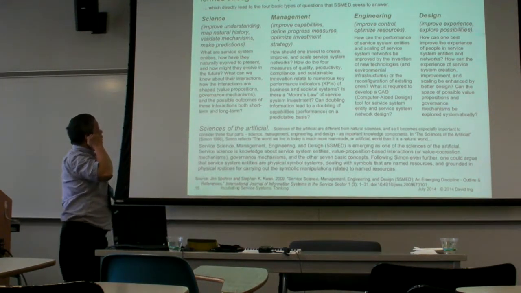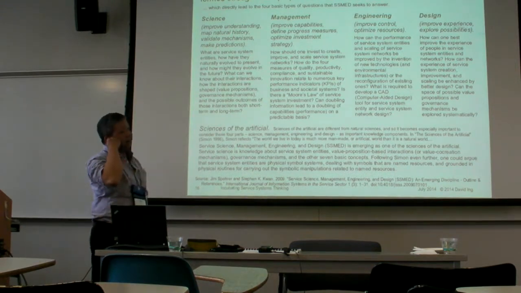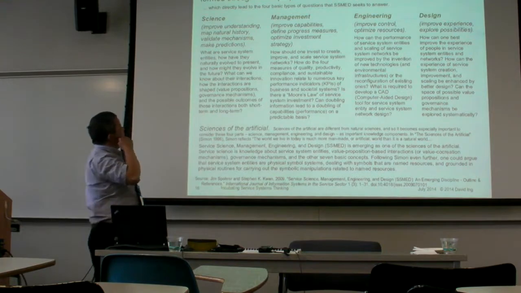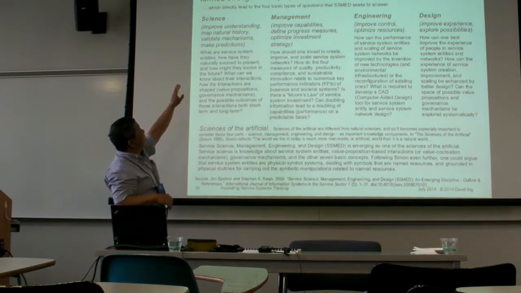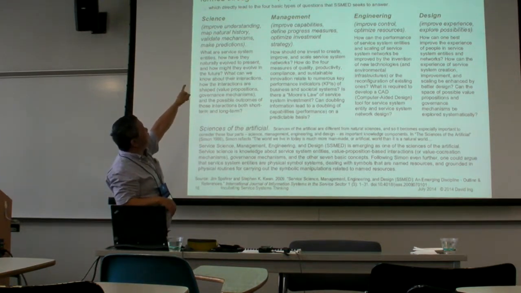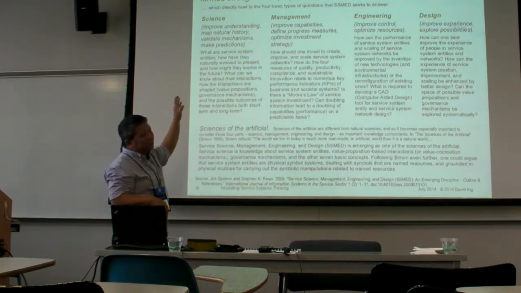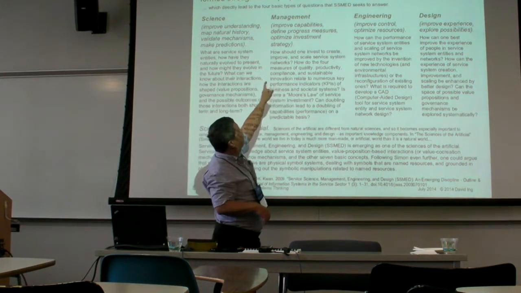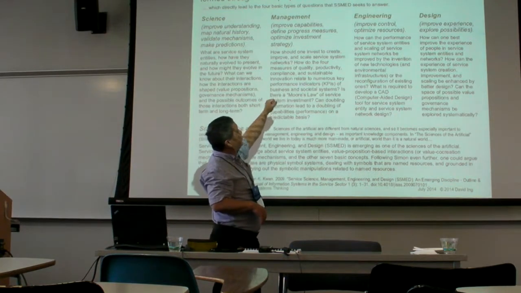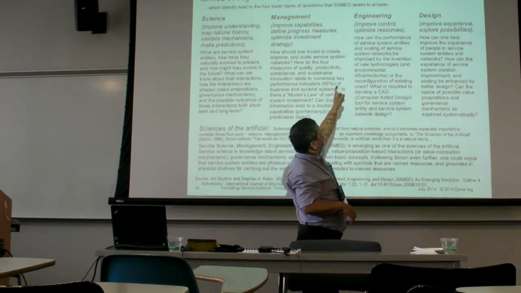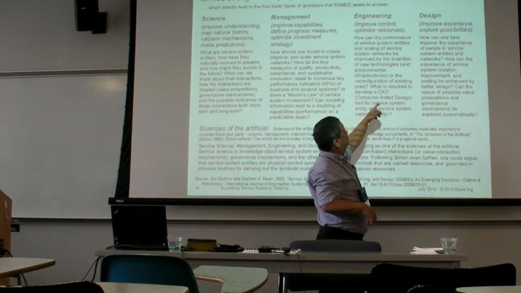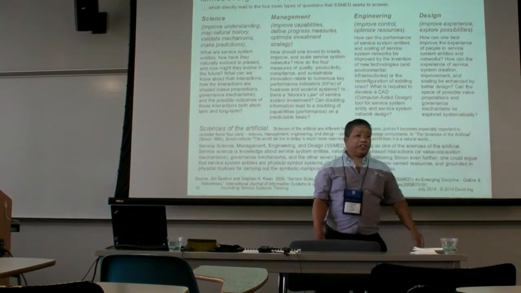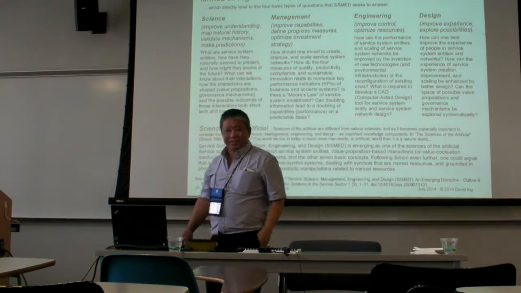But the interesting part here is the different orientations and trying to understand what the interests are in service systems. In science, he says, improve the understanding, map the natural history, validate the mechanisms, and make predictions. Management is interested in improving capabilities, defining progress measures, optimizing investment strategies. Engineers want to improve control and optimize resources, and designers want to improve the experience for possibilities, which he's always willing to discuss and argue with, so that's fine.